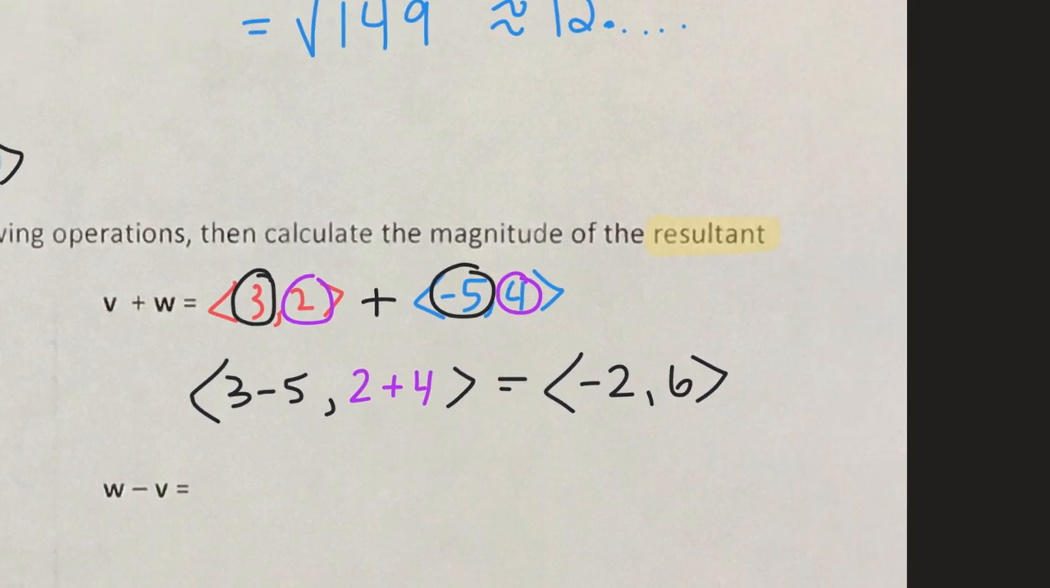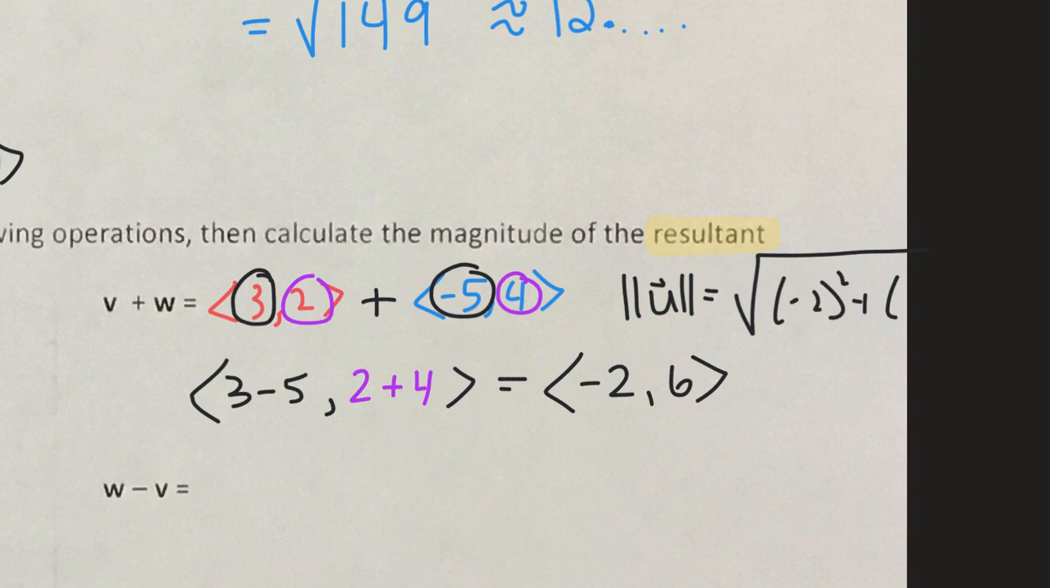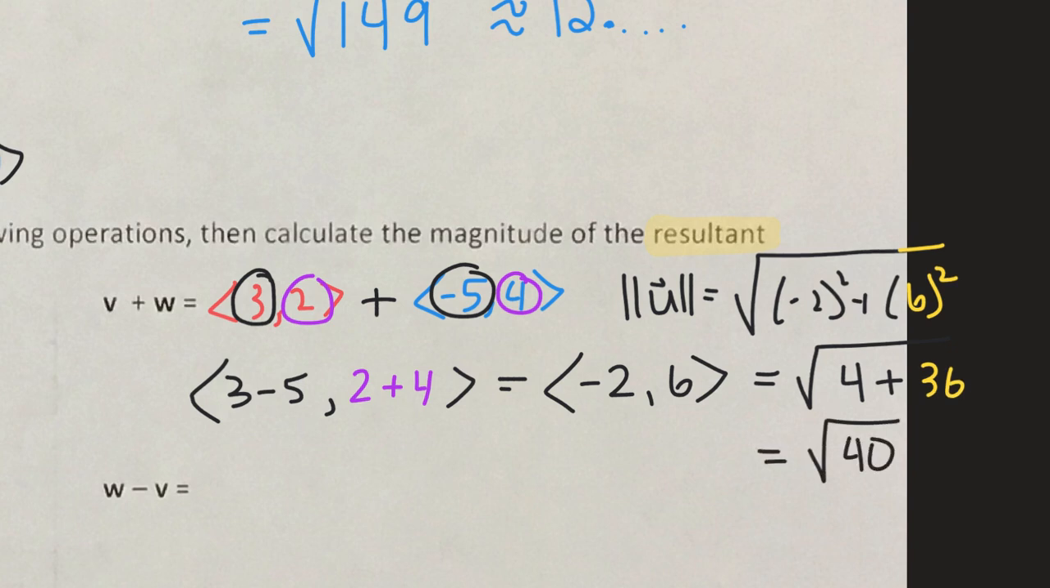So then the magnitude of the resulting vector, we'll just call it, nope, we can't call it v, we've got to call it something else. Maybe we'll call it u. There we go. The magnitude is the square root of negative 2 squared plus 6 squared. The resultant is always a Pythagorean theorem thing. 4 plus 36. The length of the resultant is the square root of 40, which is a little bit bigger than 6.